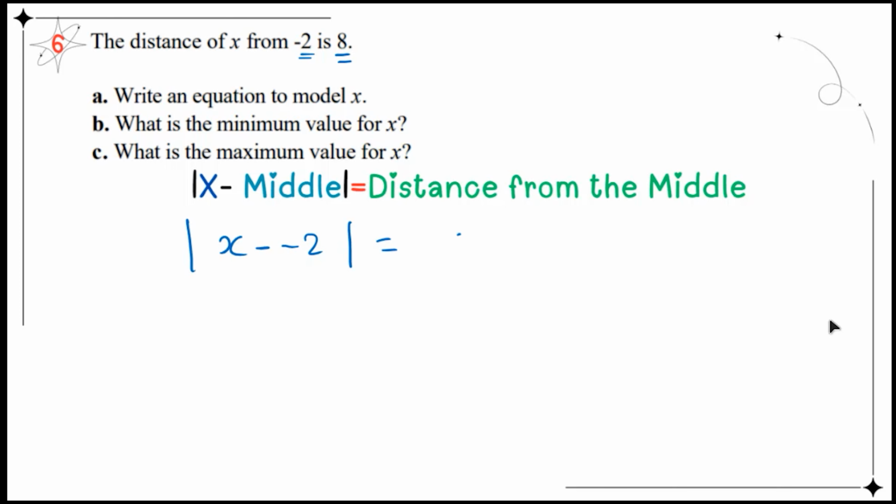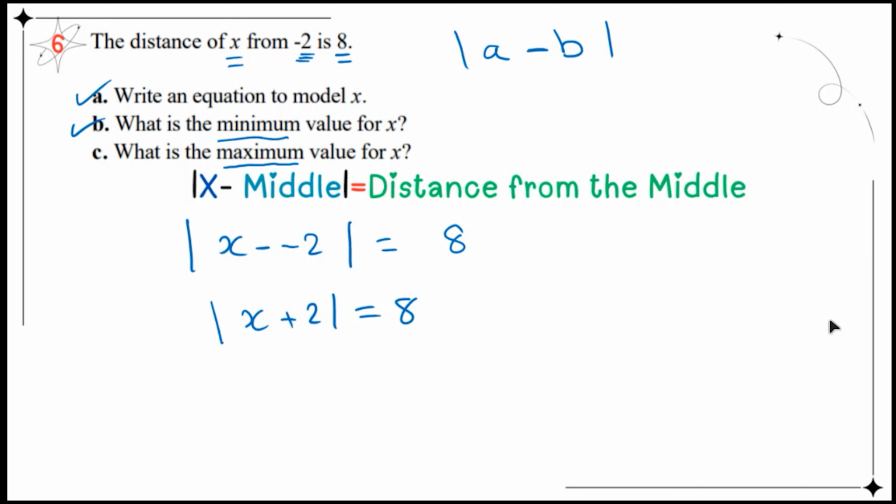You can set it another way also. The distance between x and negative 2, like we said, we subtract the two numbers to find the distance. For example, if he asks you to find the distance between a and b, you will do a minus b inside absolute value. Okay, here absolute x minus negative 2 will be absolute x plus 2 equals 8. Now, this is the first question. For the second one, he asks you to find the minimum value, and for the third one, he asks you to find the maximum.